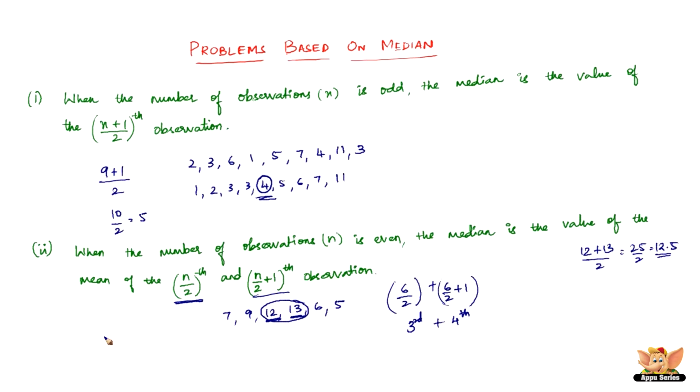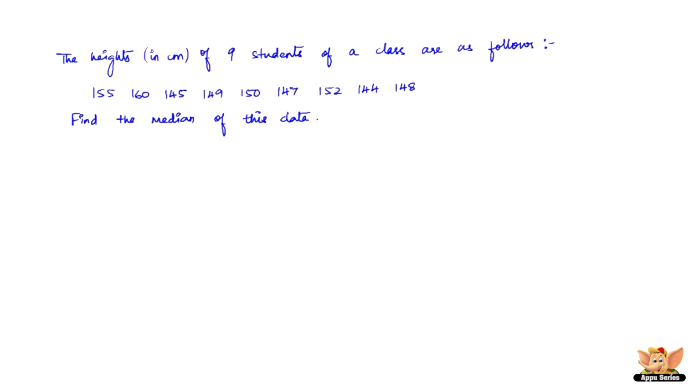So now let us solve a problem based on median. So here we have a question. The heights in centimeters of 9 students of a class are as follows: 155, 160, 145, 149, 150, 147, 152, 144, and 148. Now find the median of this data. So the first thing, as far as the median is concerned, we've got to arrange the data in ascending order. So let us arrange this given data in ascending order.